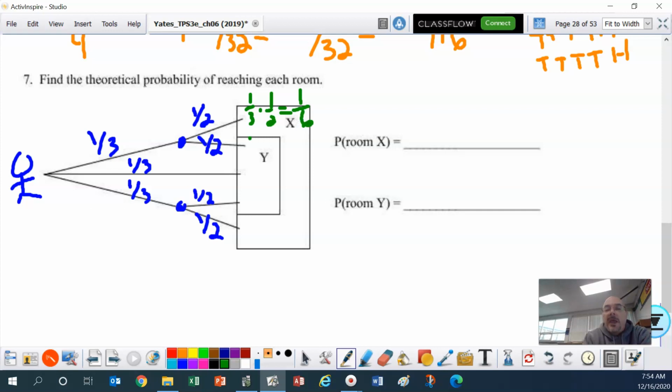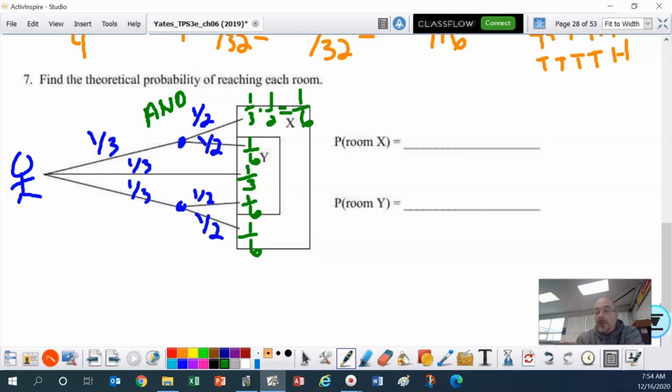Same thing with this path. It ends up being 1/6. See what I'm doing? I'm multiplying because it's an "and" situation. Okay, the middle path, well, it's just that path, so that's 1/3. Okay, the next path, that's 1/6 again because it's 1/3 times 1/2, and then the next one is also 1/6.